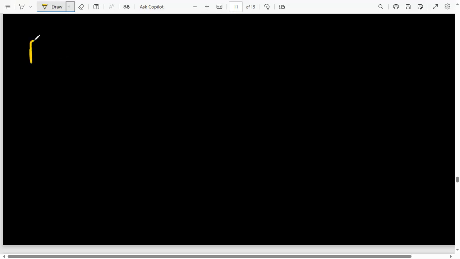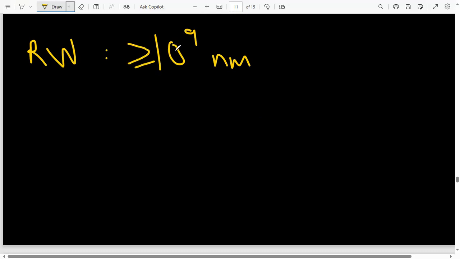So for the radio waves, the range for its wavelength is any number that is greater than 10 to the power 9 nanometers. So if you find your wavelength is 10 to the power 9, or a number greater than this, you say that the type of radiation is radio waves. Anything greater than or equal to this is a radio wave.